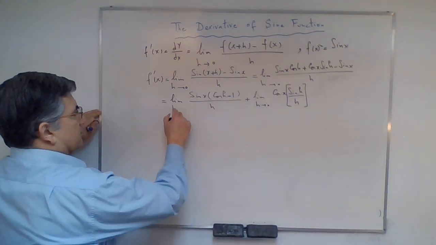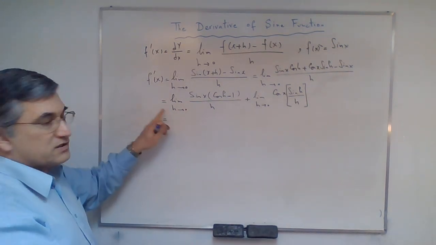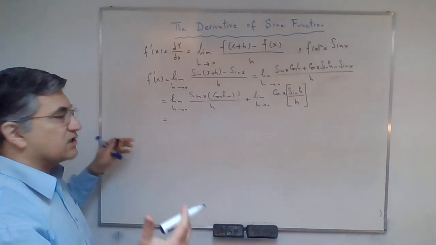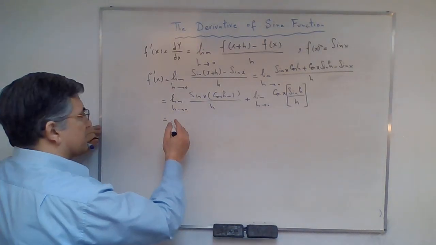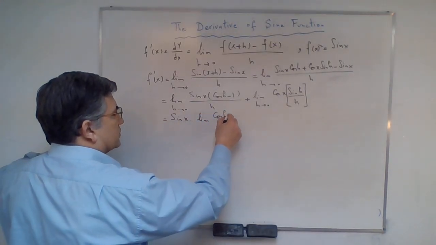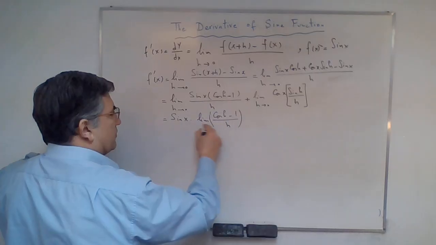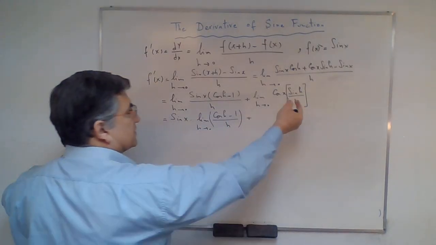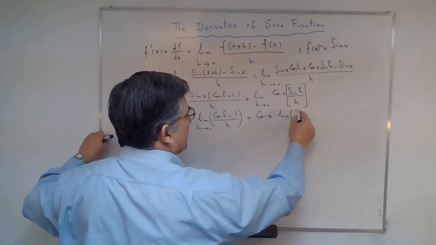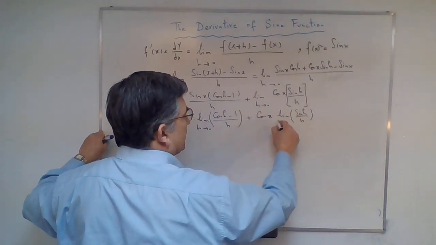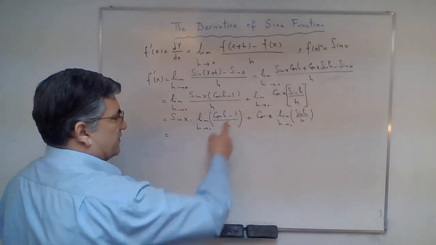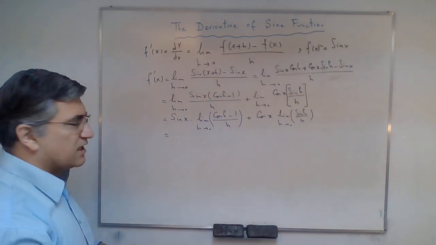Now, we know that the main variable is h here because h is approaching 0. So sine x is not the variable, so we treat it just like a constant and we can write it outside of the limit. So we go sine x times the limit of cos h minus 1 over h, okay, when h approaches 0, plus similarly cos x comes out just like a constant times the limit of sine h over h when h approaches 0, okay?